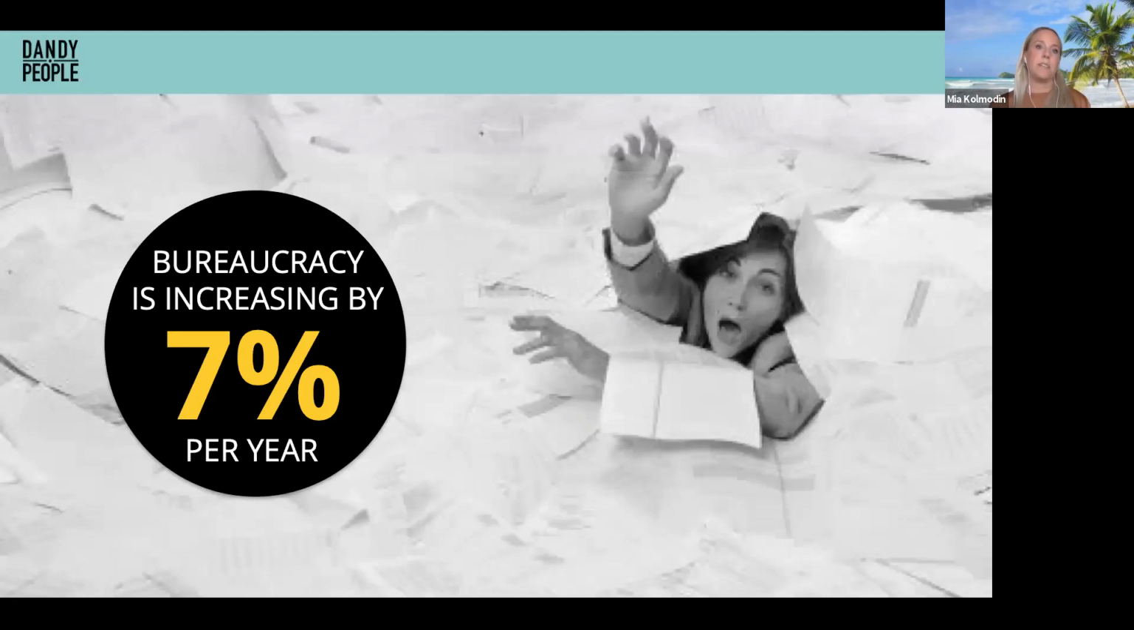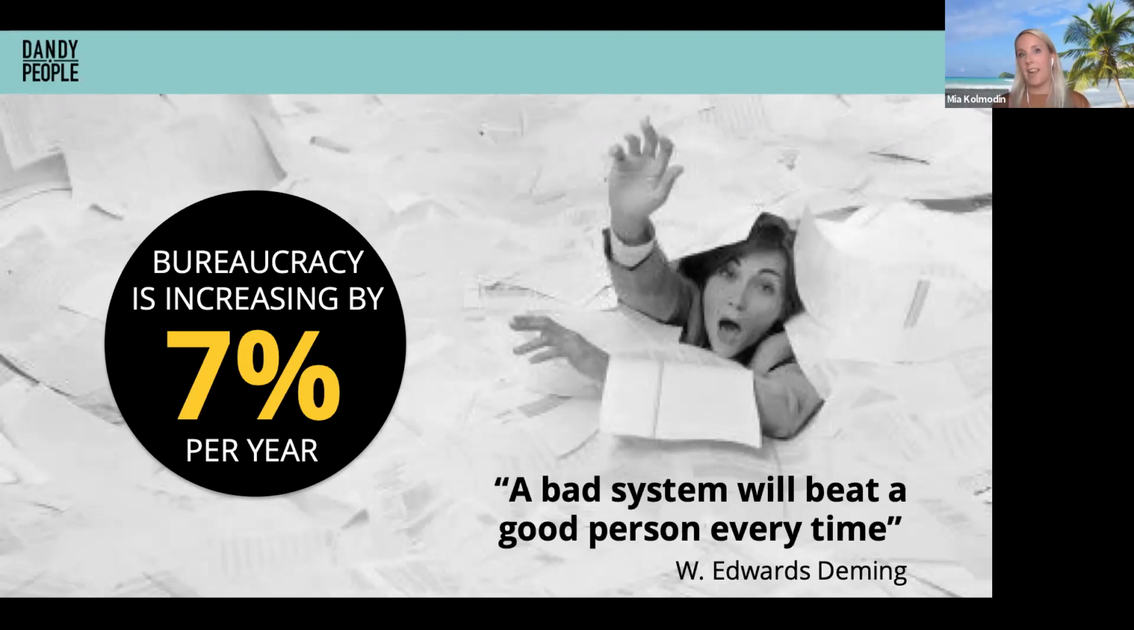So still, we see that bureaucracy is increasing by 7% per year in organizations today. And this has, of course, been going on for a very long time. So if you have an old organization, like in the presentation I did previously, we had some people saying they had organizations that were about 50 years old. Of course, then you might have a lot of bureaucracy, controlling functions. So this decreases the flexibility of the organization and focuses only on control. So a bad system will beat a good person every time. This is a saying by Edward Deming, and this is actually very, very true in most organizations today. So this is horrific.